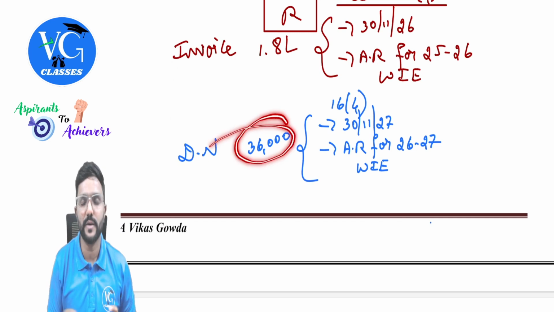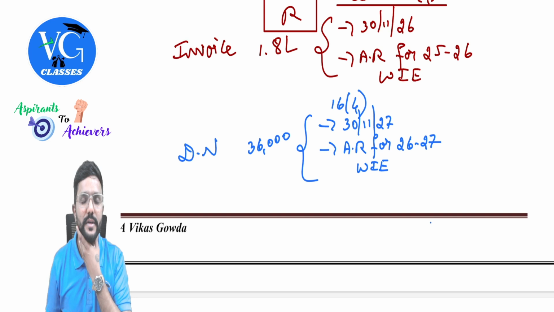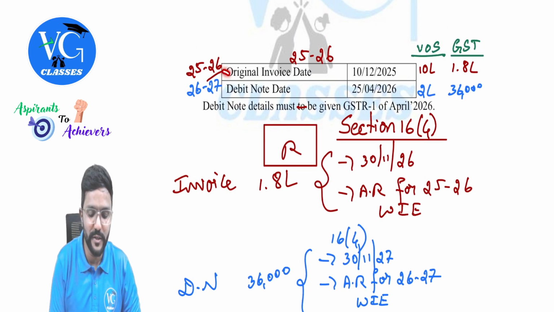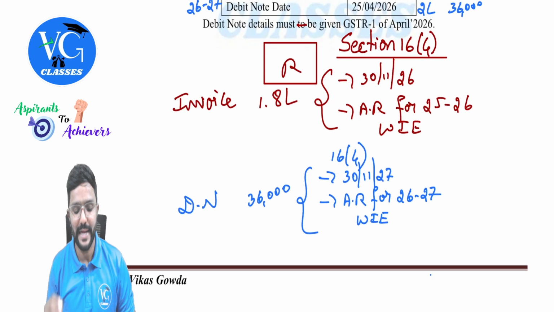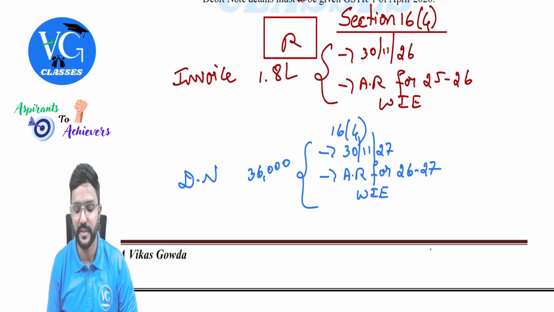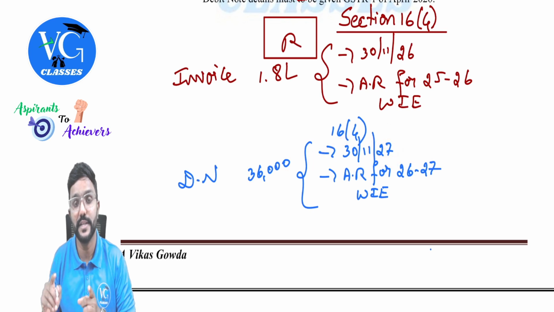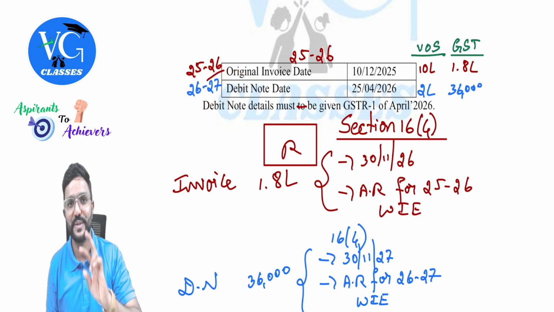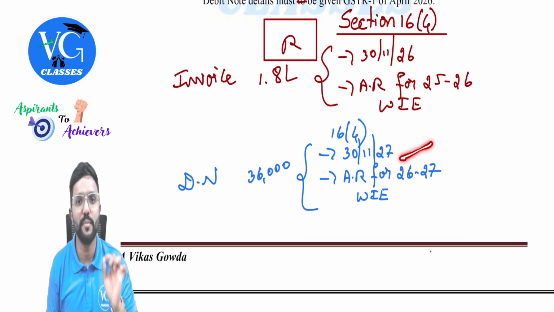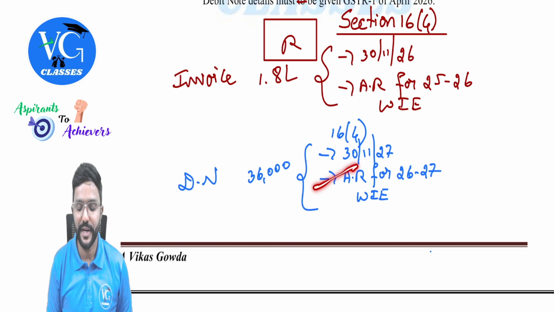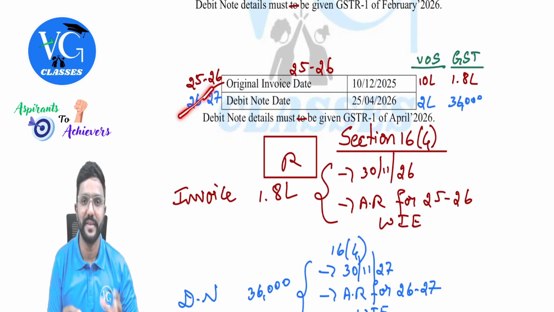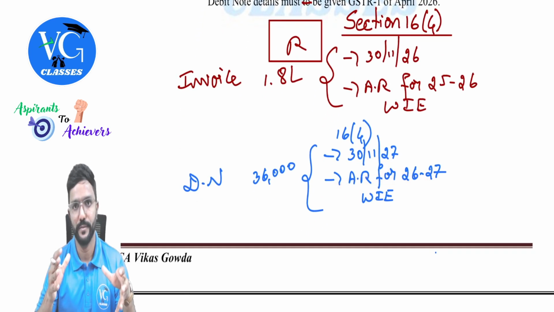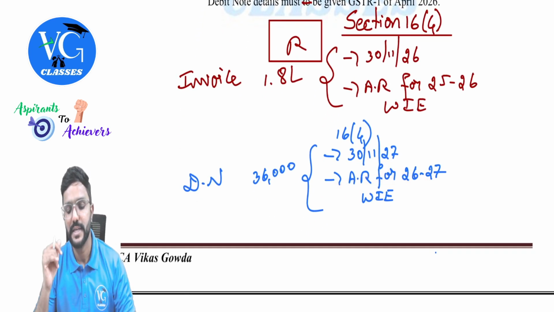Sir, what about 36,000, which is with respect to debit note? Recipient can claim a credit of 36,000 also, but within what time? Debit note is issued in the financial year 26-27. So the maximum deadline to claim 36,000 credit to the recipient is 30th November of next financial year, that is 2027, because here debit note is issued in the financial year 26-27. So 30th November of next financial year means 30th November 2027, guys, or actual date of filing annual return for financial year 26-27, whichever is earlier. Hope you understood. Is that clear? Yes, sir.